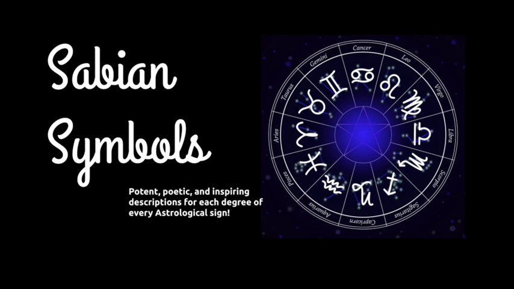No matter where you have a placement in the zodiac, let's say you've got something at 2 degrees of Cancer, there's going to be a visual description to represent what 2 degrees of Cancer looks like, feels like. There's a Sabian symbol for that particular degree, right?